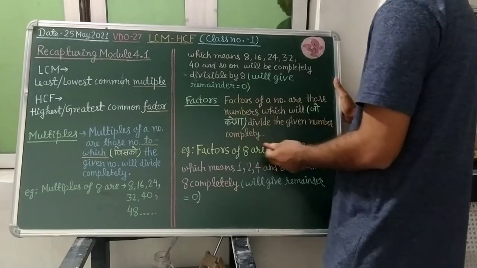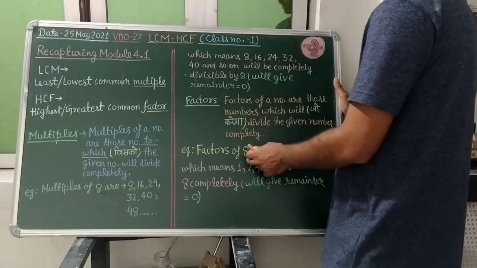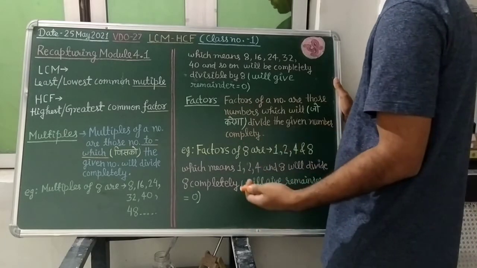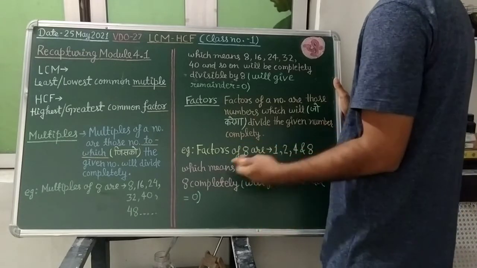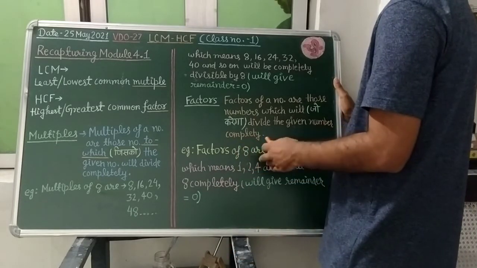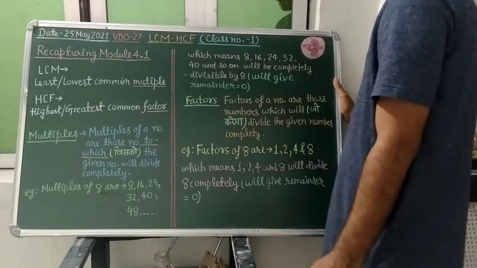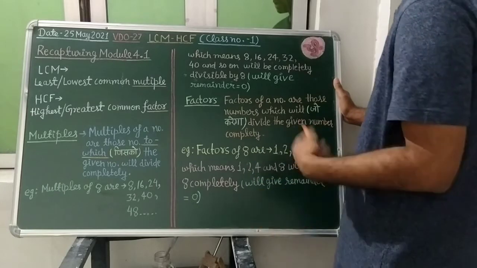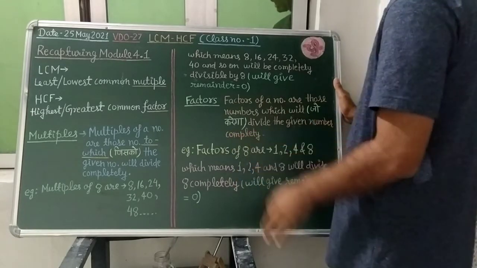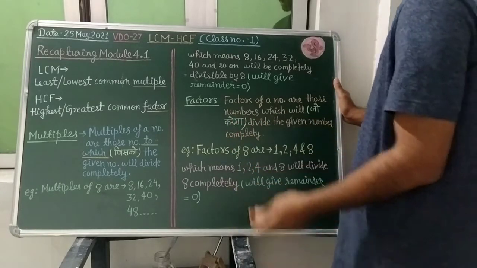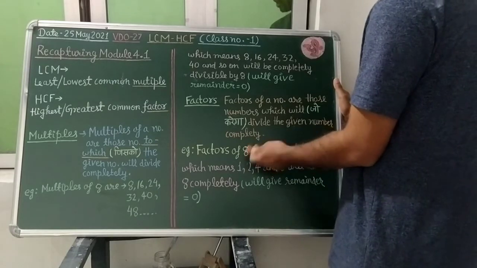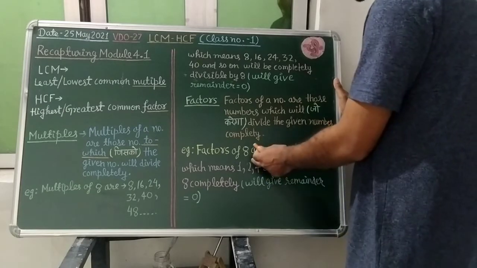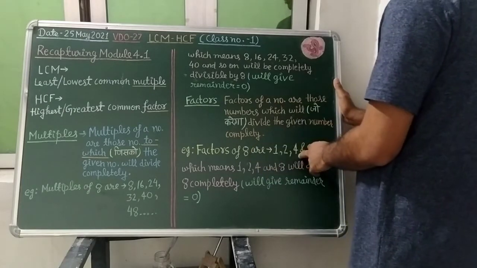1 is dividing 8, so 1 is a factor of 8. 2 is dividing 8, so 2 will be a factor of 8. Next 3. Will 3 divide 8? No, 3 2s are 6, 3 3s are 9. 8 is not coming in the table of 3. Since 3 cannot divide 8, 3 will not be a factor of 8. Now move to 4. 4 2s are 8. So 4 will divide 8, so 4 will be a factor of 8.